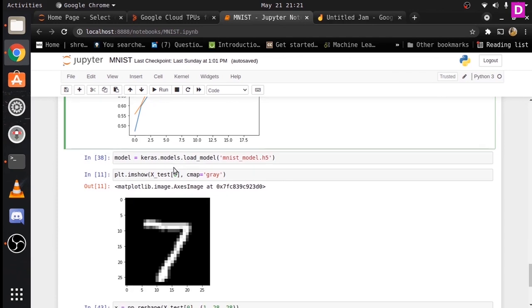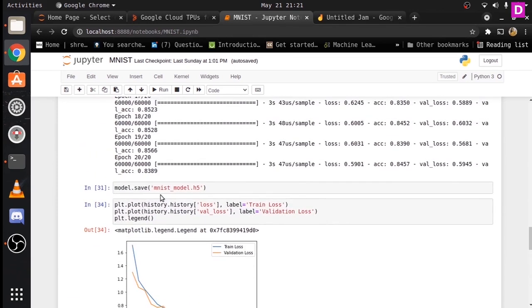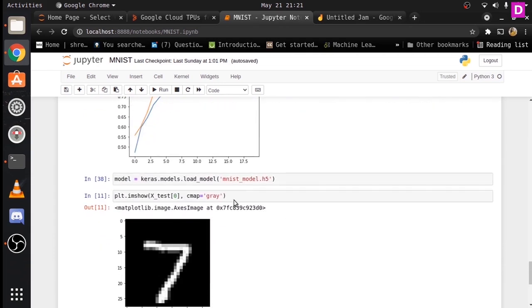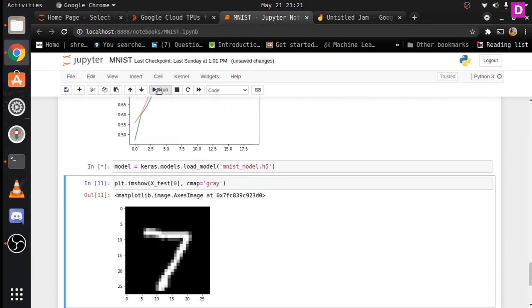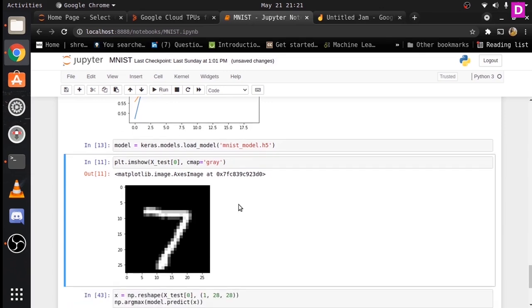Okay, then we have this load_model function. Now we have saved the model, right? But we also need to load it. This is why we have the load_model function. So our model gets loaded here. Let us run it and see how well our model is performing.